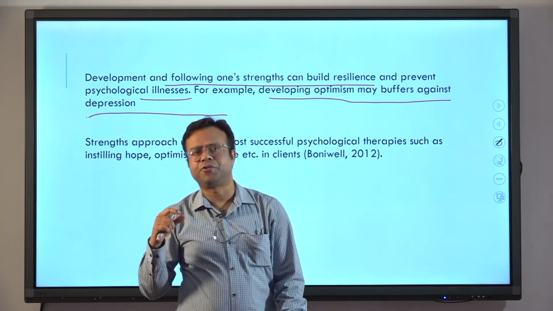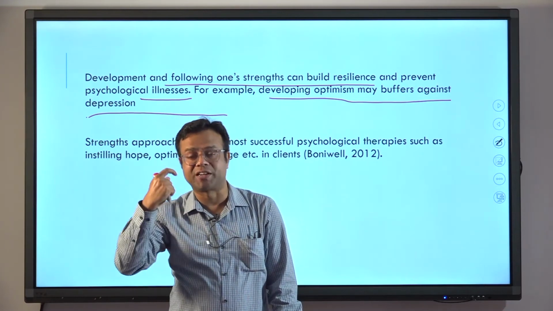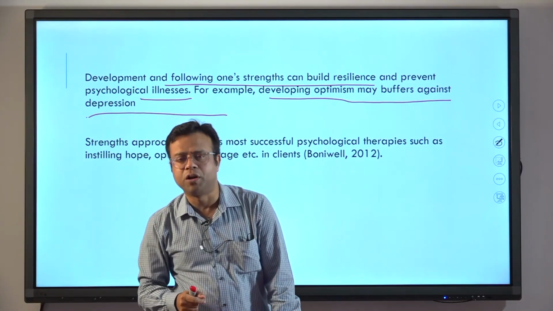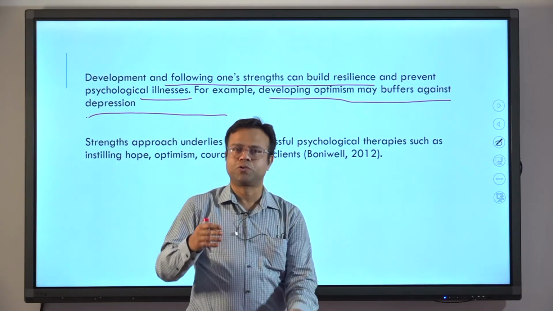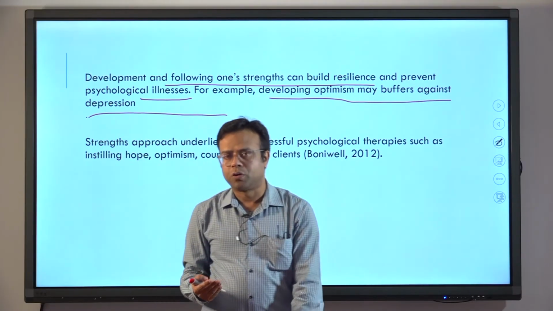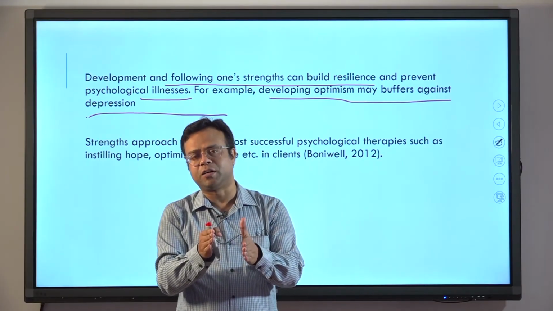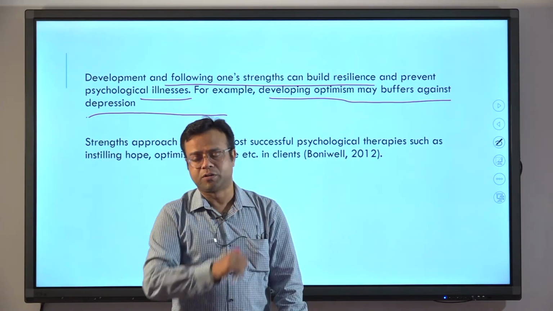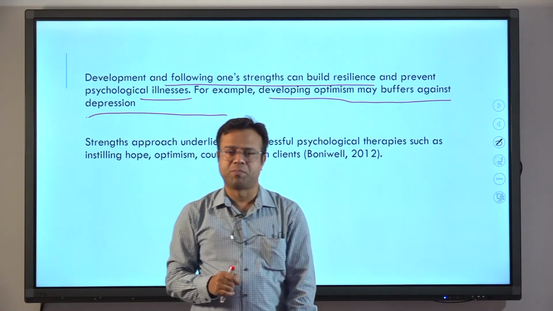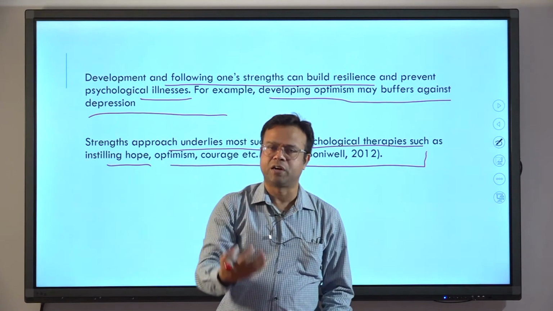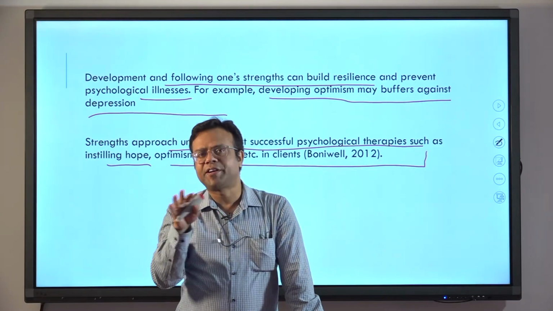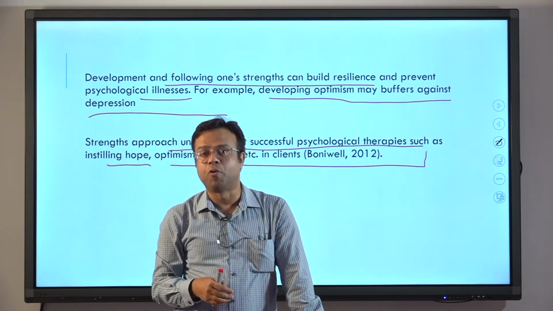So in such a situation, if you can help these people to develop certain strengths of thought, like optimistic thoughts and so on, it will help them to at least prevent some of the depressive episodes. Because when you are optimistic, you cannot be depressed. So certain strengths can by definition prevent certain psychological disorders, emotional problems, and so on. The strength approach underlies most successful psychological therapies, such as instilling hope, optimism, courage, etc. in clients. If you look at most of the psychological therapies and counseling principles, most of them are actually connected with building some strengths among the clients.